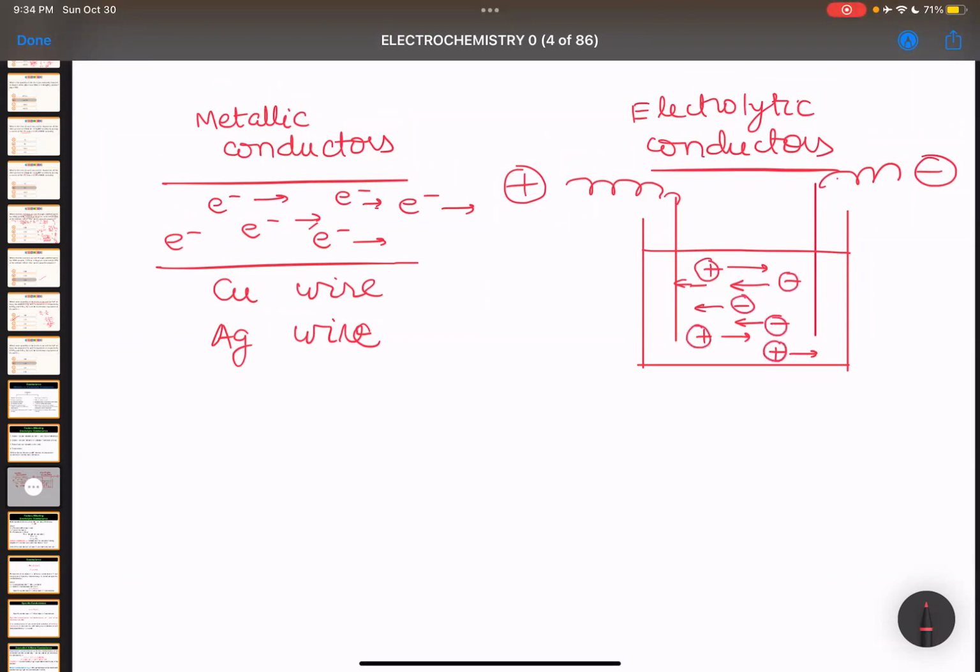That depends upon the nature of the ions, their charge, the temperature, and the concentration. All these factors help you decide whether an electrolytic solution is a good conductor or a poor conductor.